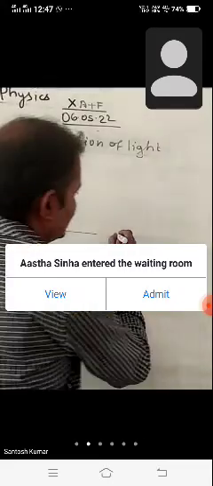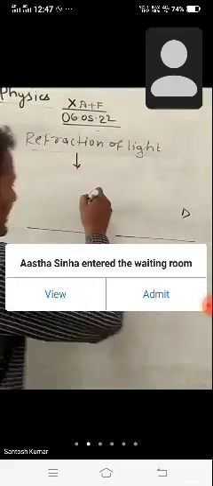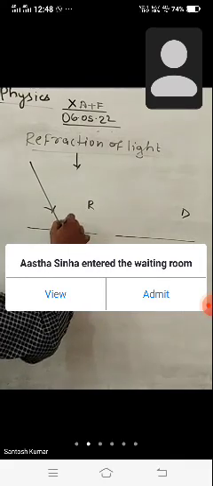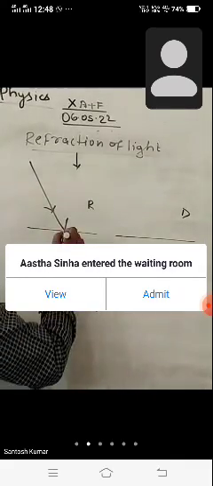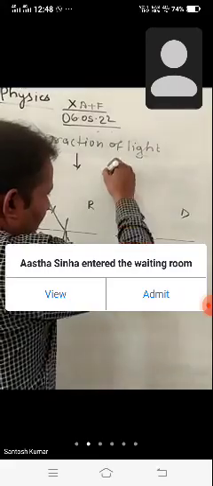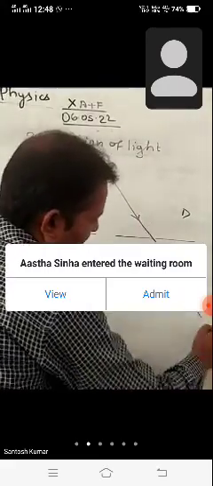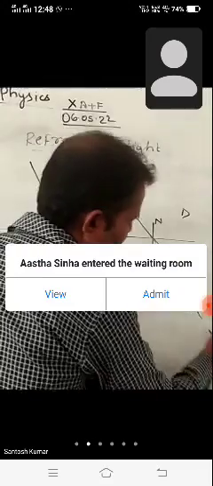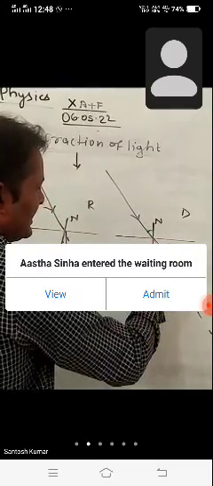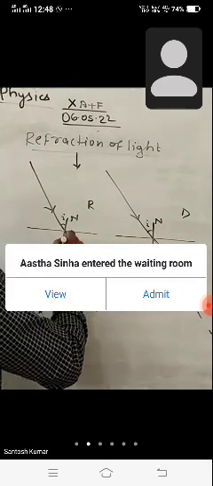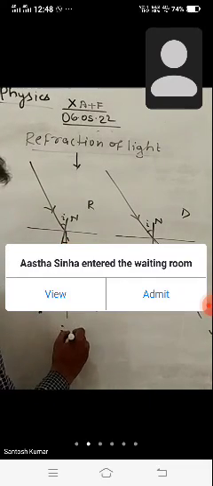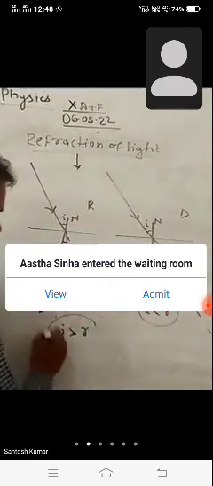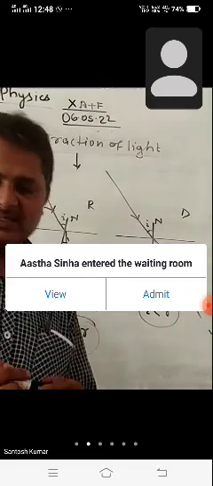These are the two diagrams. This is denser to rarer, and this is rarer to denser. When the light ray enters from rarer to denser, what happens? This is the original path. This is the light ray. Every time you need to draw the original path with a dotted line and the final ray on it. So this is angle I, this is I, this is R. Here we have written angle I is greater than, here angle I is less than. That's it. This is very important for the examination purpose.